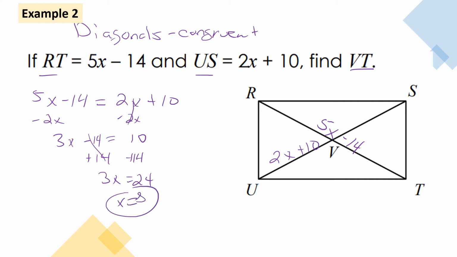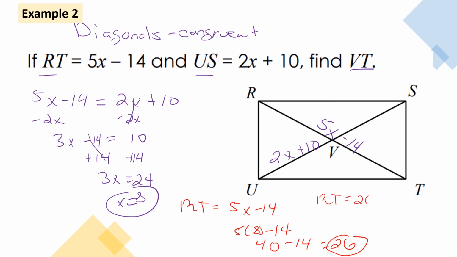So I'm not done. I have to find VT. So I want to plug it back in. I could plug it into either RT or US because they are congruent. But I'm going to plug it into RT. So RT is equal to 5x minus 14. Plugging that in, 5 times 8 is 40, minus 14, that is 26. I still haven't found VT. So RT is 26, right?